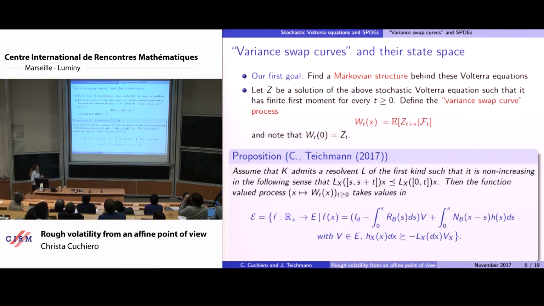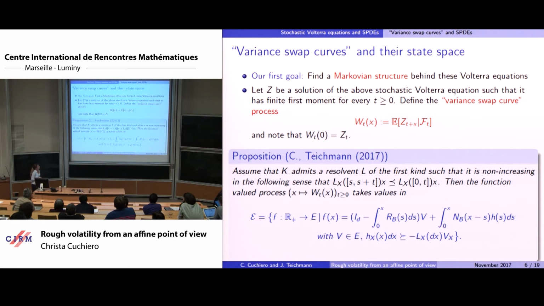And what we do is to use all these conditional expectations that appeared in the characteristic function that Martin showed us. So what we define is what I call this variance swap curve, although Z does not really correspond to a variance, but to give a name to it. So this WT of X is the conditional expectation of our Volterra process at time t plus X conditioned on FT. So this is the curve of our variance swaps, and note that if we evaluate that at 0, then we get back our initial process Z.